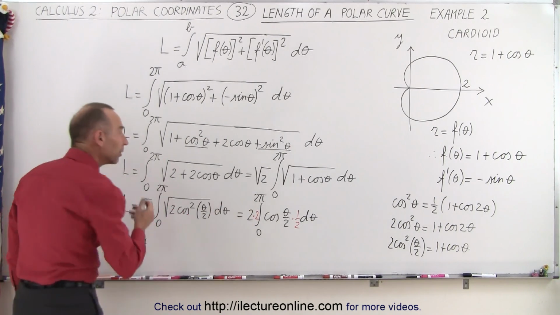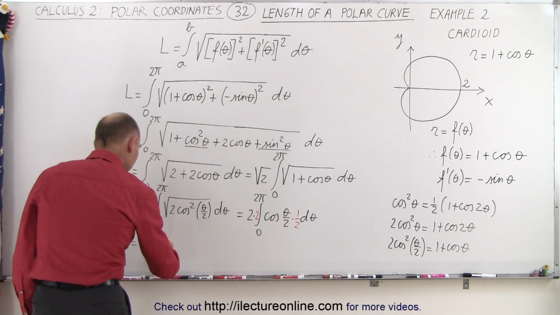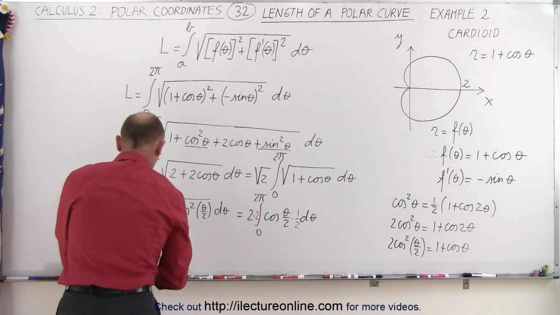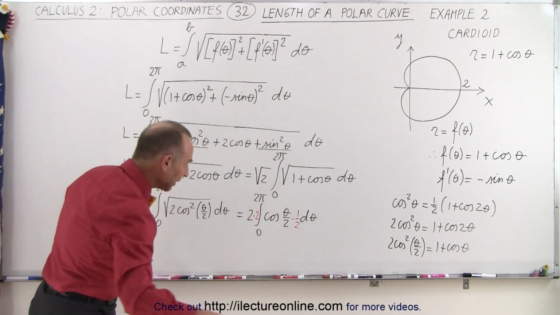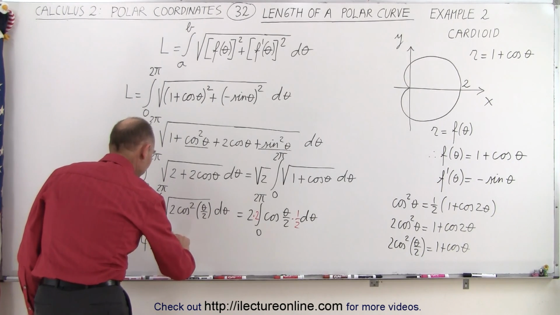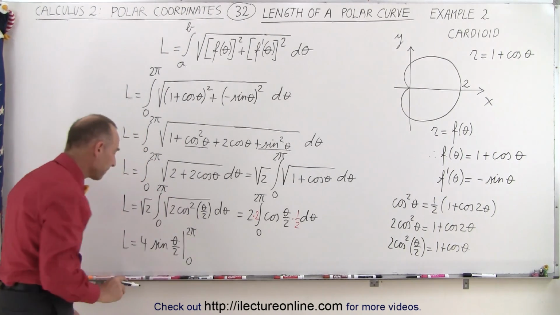When I integrate that, the integral of the cosine would be the sine, so that would be 4 times the integral, not the integral because I'm integrating, I don't need the integral sign anymore. So when I integrate, I get 4 times the sine of theta divided by 2, evaluated from 0 to 2 pi.